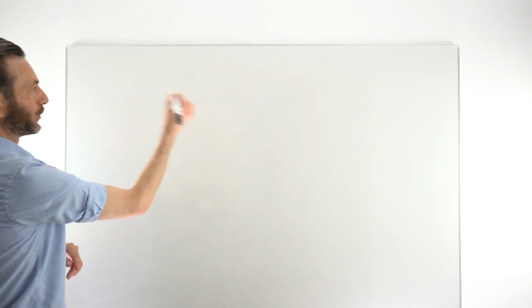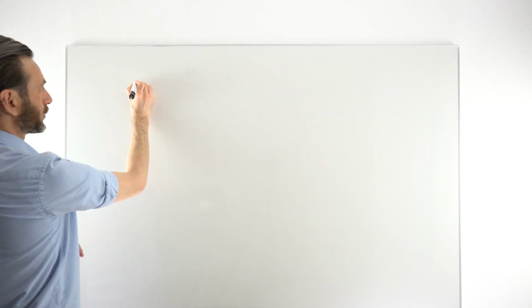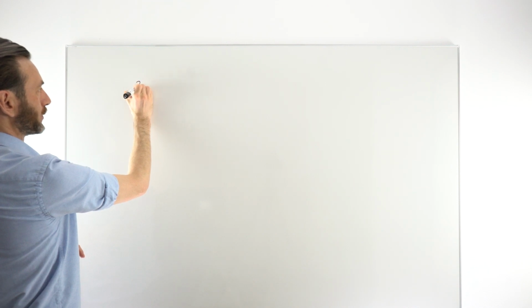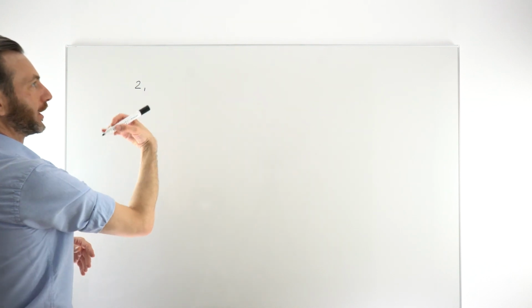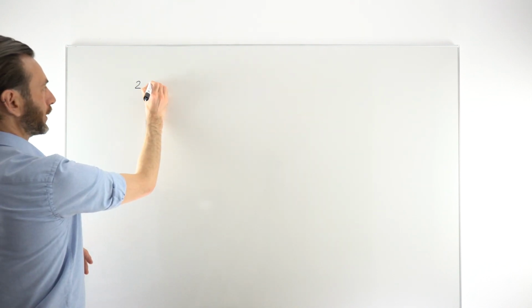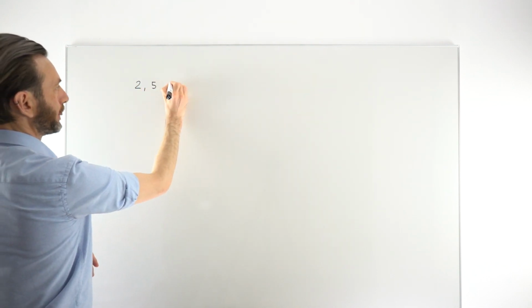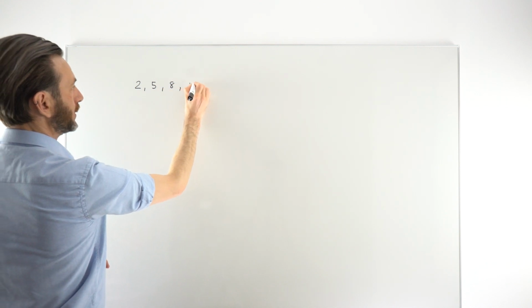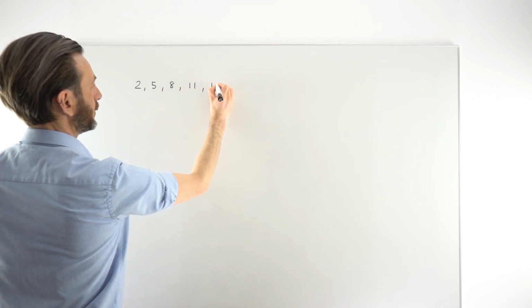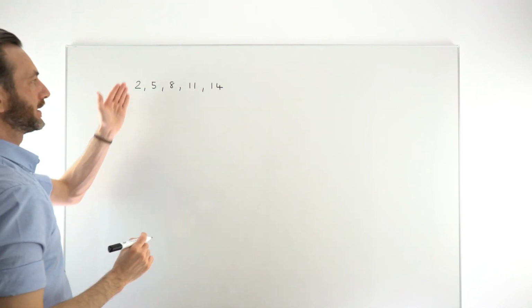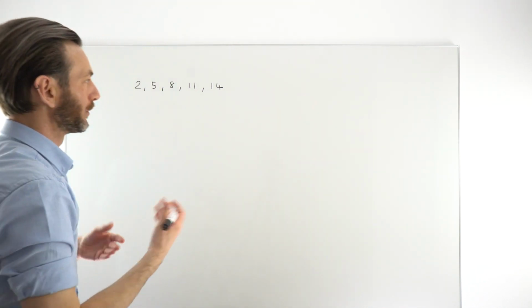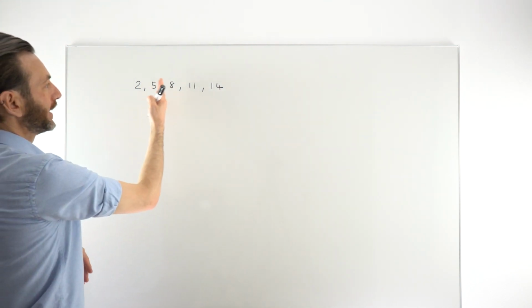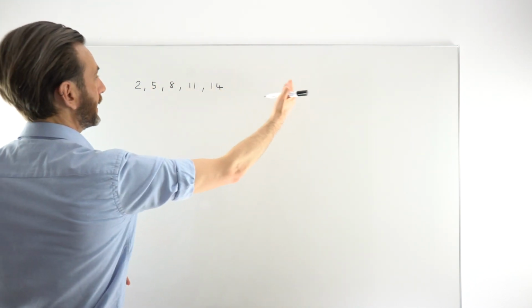So let's say that we've got a sequence of numbers which starts with the first term of the sequence 2, and we'll keep it really simple. Let's say that these numbers are going up by 3 every time. So it goes 2, 5, 8, 11, and going up by 3, 14. So you're just adding 3 every time. So this would be an example of an arithmetic progression, arithmetic sequence, where we're just adding on 3, and we can keep doing that indefinitely.